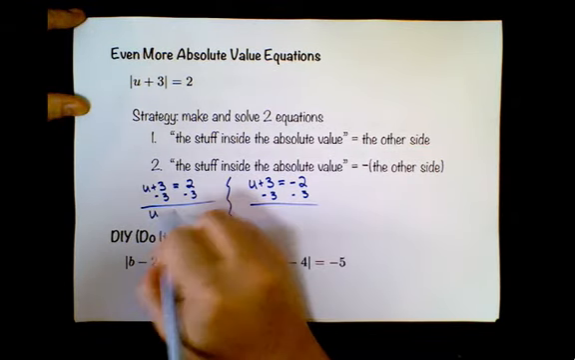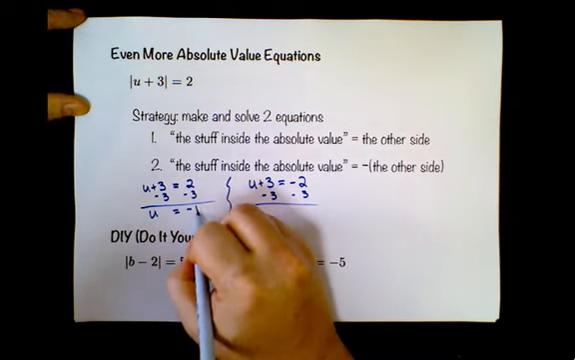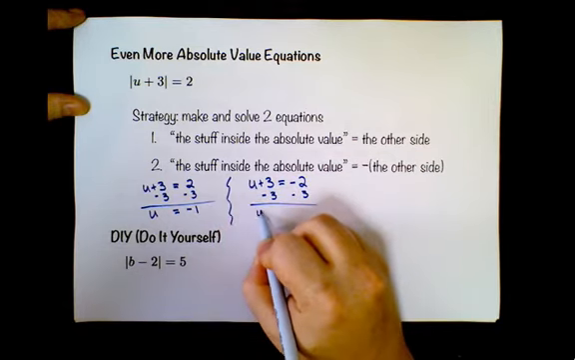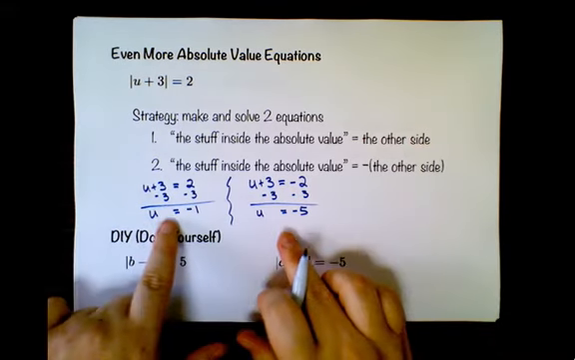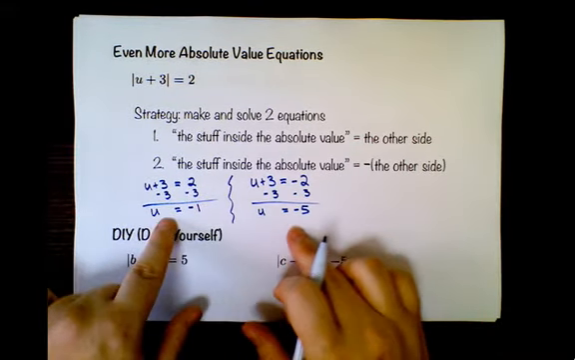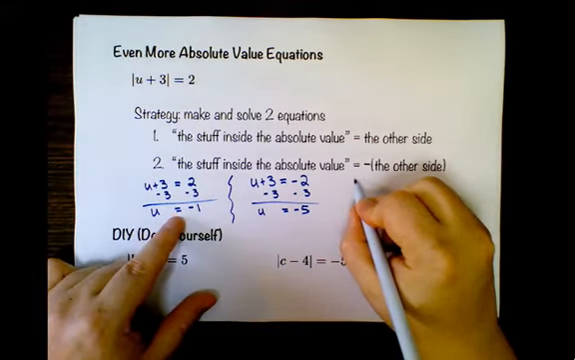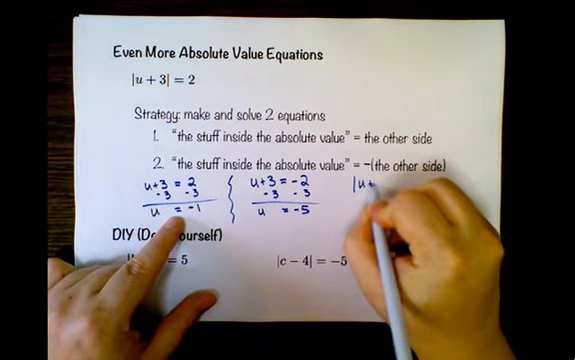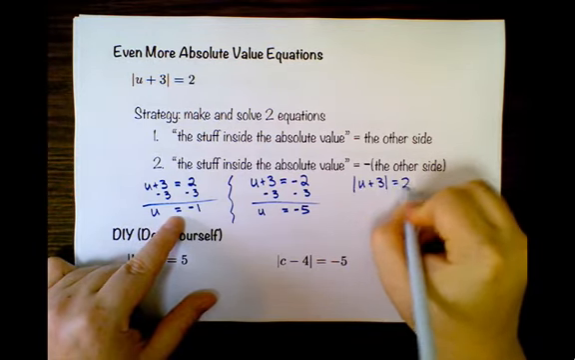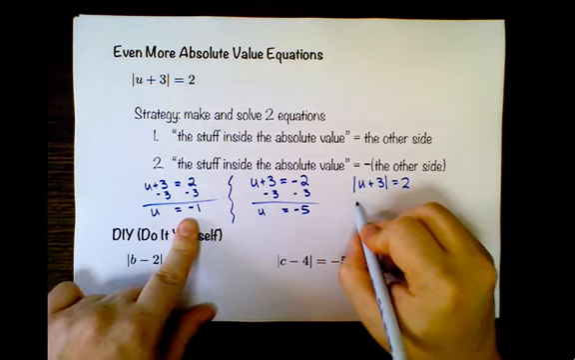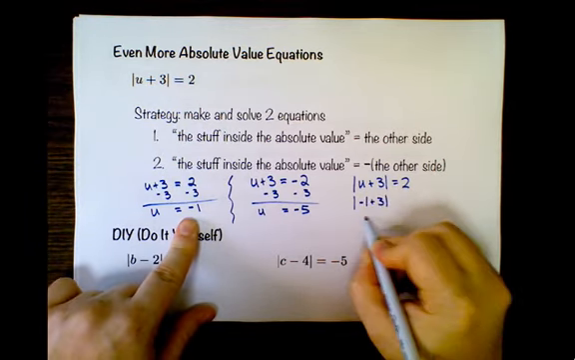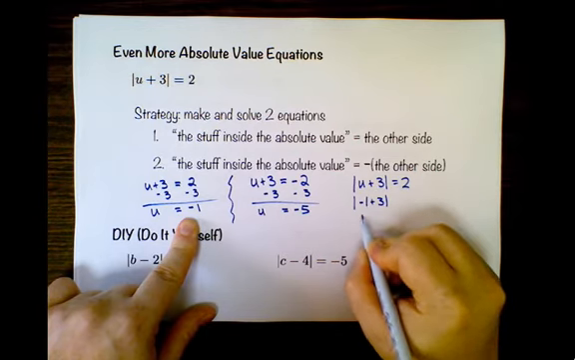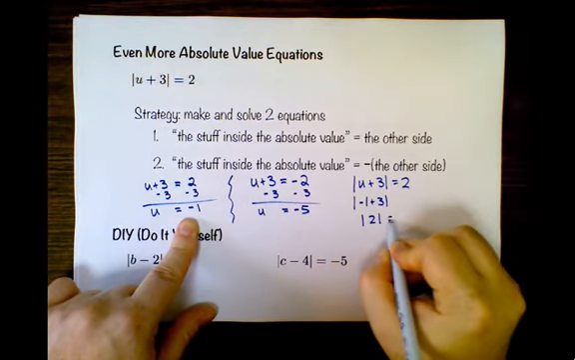So u equals negative 1, and u equals negative 5. Let's just test this really quickly to make sure that we're not full of baloney. So, the absolute value of u plus 3 should equal 2. So let's try negative 1. The absolute value of negative 1 plus 3, that's, well, negative 1 plus 3 is 2. The absolute value of 2 is 2.